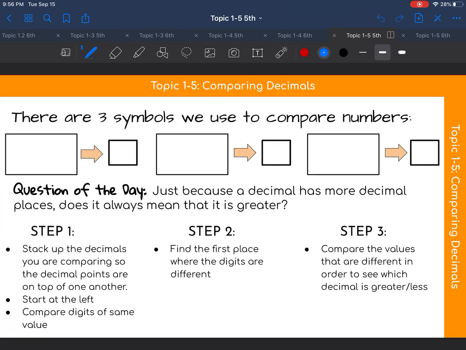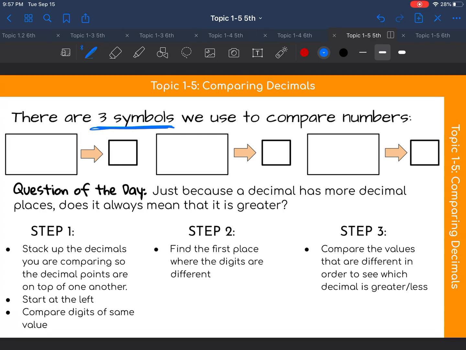Hello, fifth graders. So we're going to talk about topic 1.5 today, and it's all about comparing decimals. So the past few days, we've been talking a lot about decimals, their place values. We're also talking about equivalent decimals, and now we're going to compare decimals, all right?